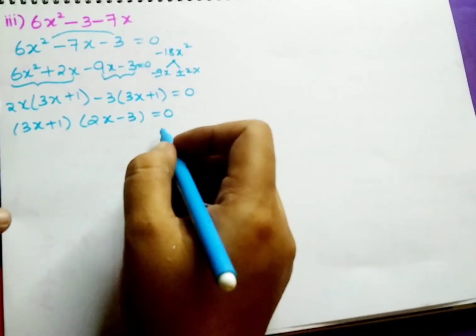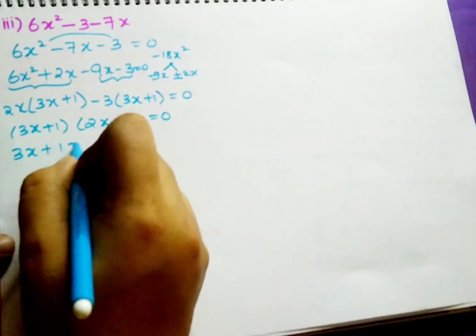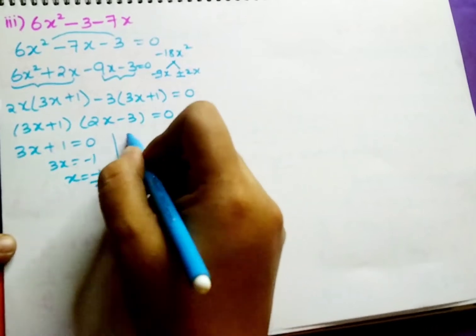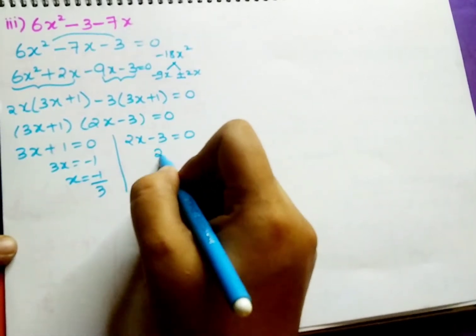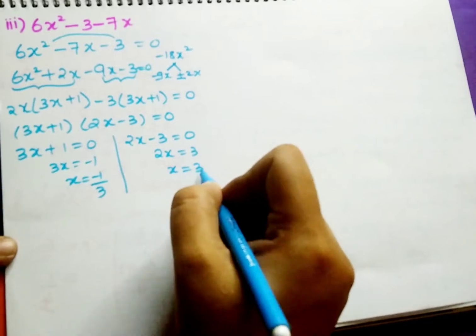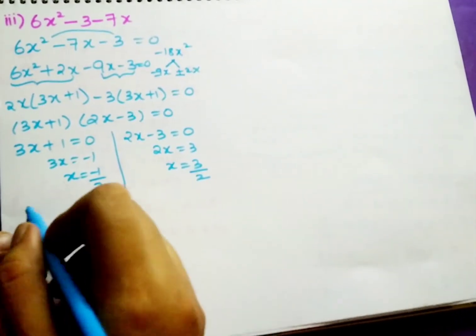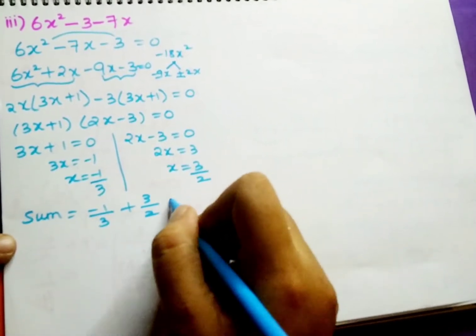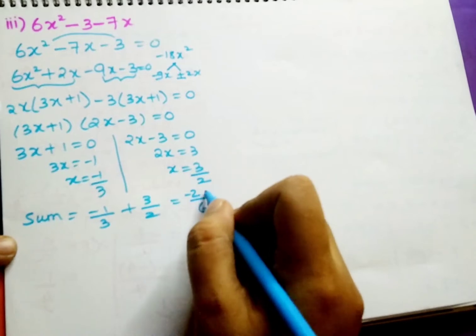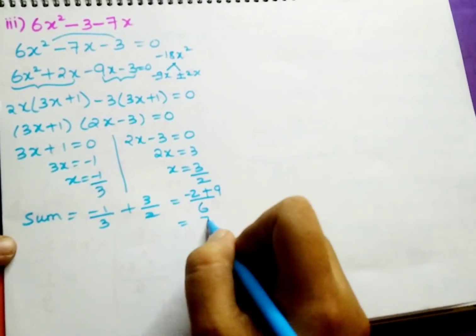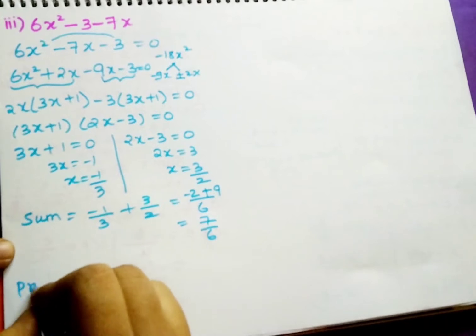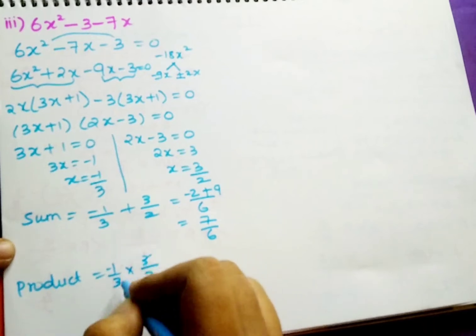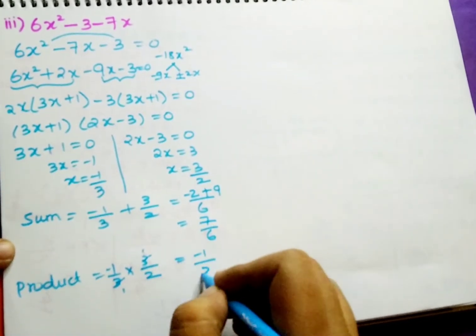When we equate to 0 separately, 3x plus 1 equal to 0, so 3x is equal to minus 1, x is equal to minus 1 by 3, and 2x minus 3 equal to 0, 2x equal to 3, x is equal to 3 by 2. So when we add these two, the sum of zeros, minus 1 by 3 plus 3 by 2. When we take the LCM, it is minus 2 plus 9, it is 7 by 6, and product, it is minus 1 by 3 into 3 by 2, 3 gets cancelled, we get minus 1 by 2.